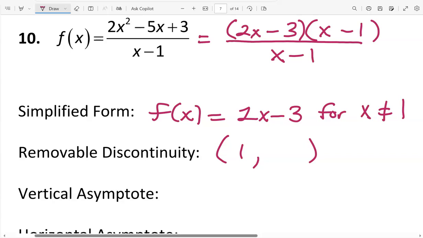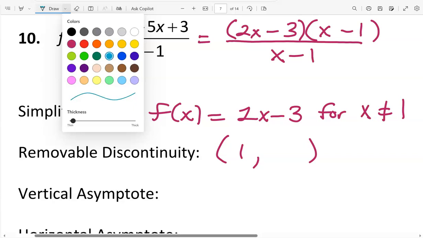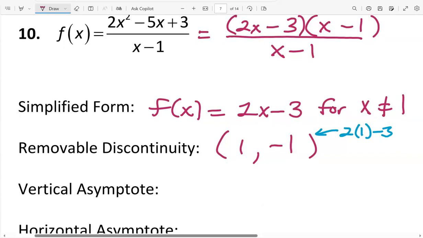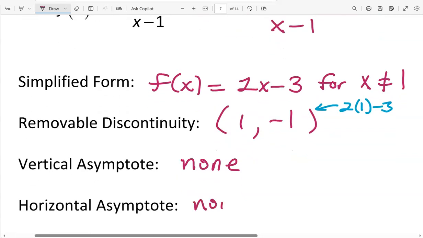If we replace x with 1 in the simplified form, that means that we're going to find f of 1, basically, which is 2 times 1 minus 3. That's going to give us a negative 1 for the y value of the removable discontinuity. Since the resulting simplified form is a linear function, there is no vertical asymptote and there is no horizontal asymptote.